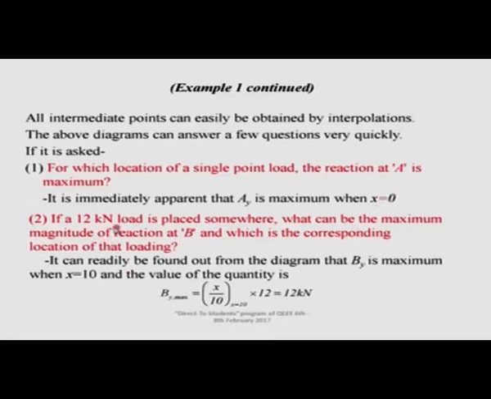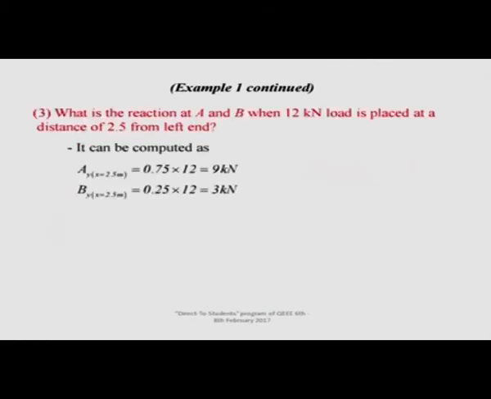Also, suppose there is a load placed somewhere and it is required to find out the maximum reaction at B or any place. It can be found from the value of the influence line quantity multiplied by the load itself, and you can easily find it out. Also, if it is asked what the reaction at A and B is when a 12 kilonewton load is placed at a distance of 2.5 meter from the left end, that can also be found out.